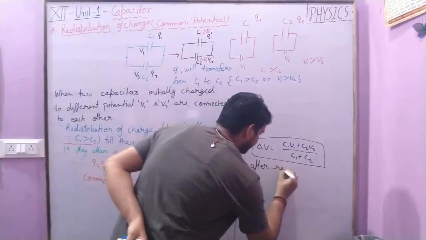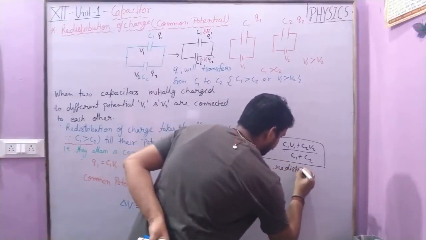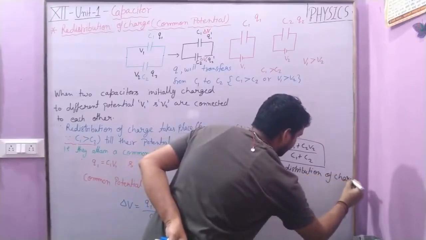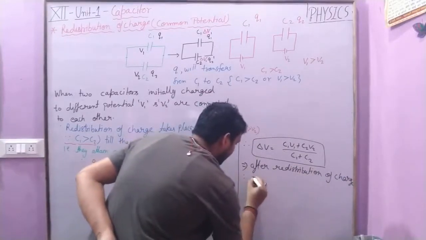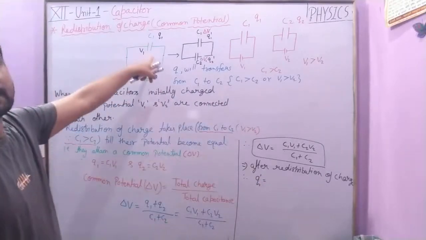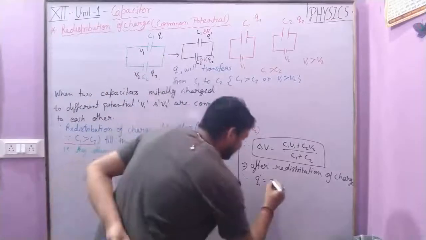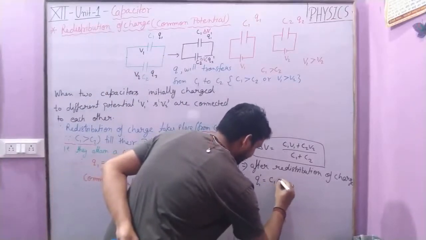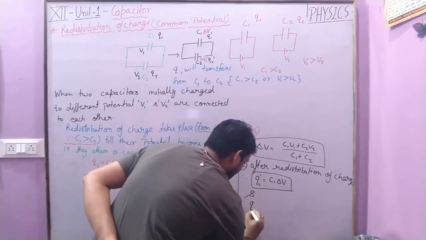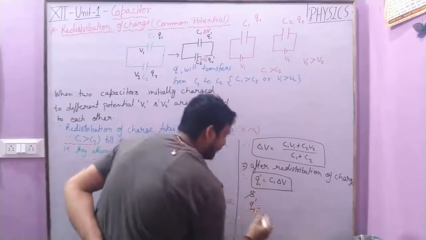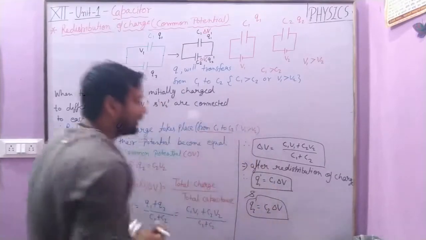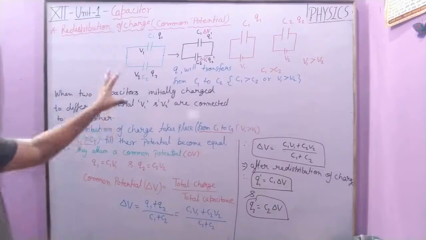of charge, Q1 dash, that is the charge across capacitor C1 after redistribution, is C1 delta V, and charge Q2 dash of capacitor C2 is C2 delta V. These are the charges acquired after redistribution of charge.